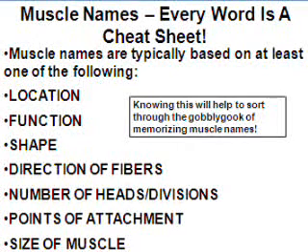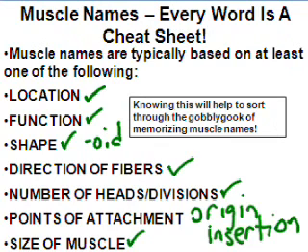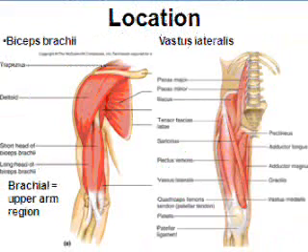So muscles, the names of the muscles are typically derived from one or more of these following 7 characteristics. So the best way to do this is just look at some examples, so let's go. Here are some muscles named based on their location in the body.